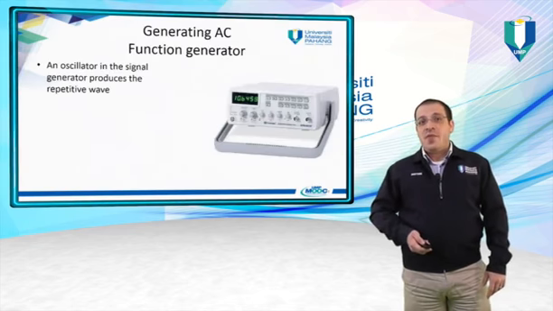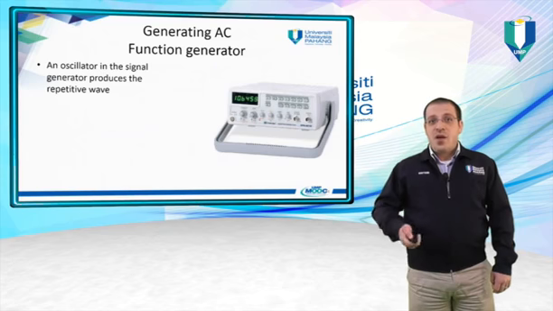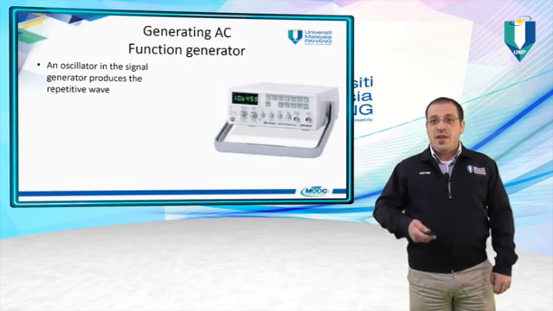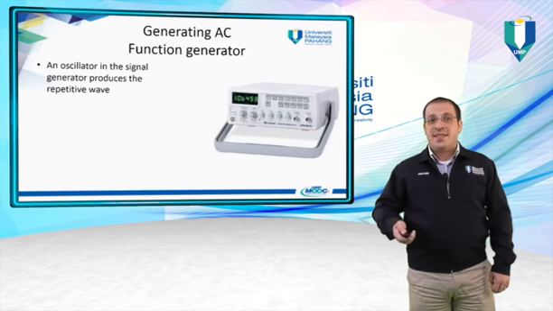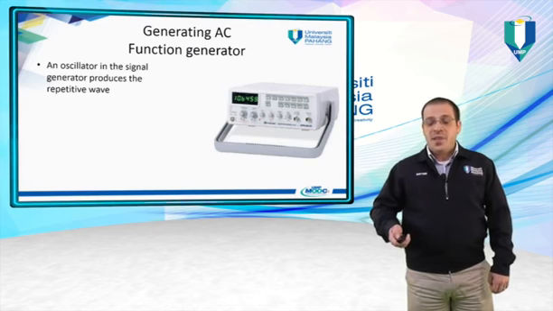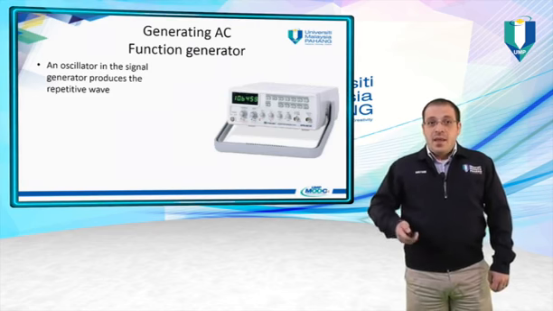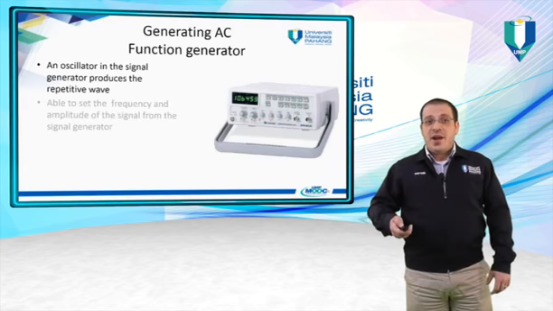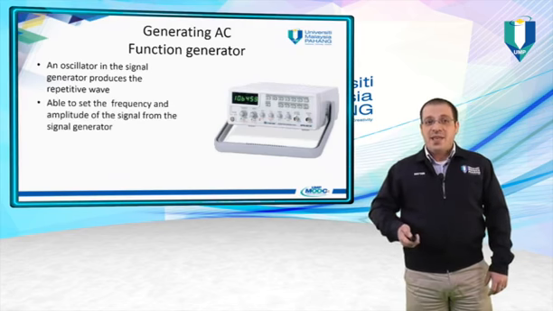This is one way of generating AC. Another way of generating AC is using what's called the AC function generator. If you attend the lab, I think you're already familiar with this. This one is not using a rotator, it's using an oscillator inside this function generator, in other words a signal generator, which produces the repetitive wave. Using this generator, you are able to set the frequency and amplitude of the signal.